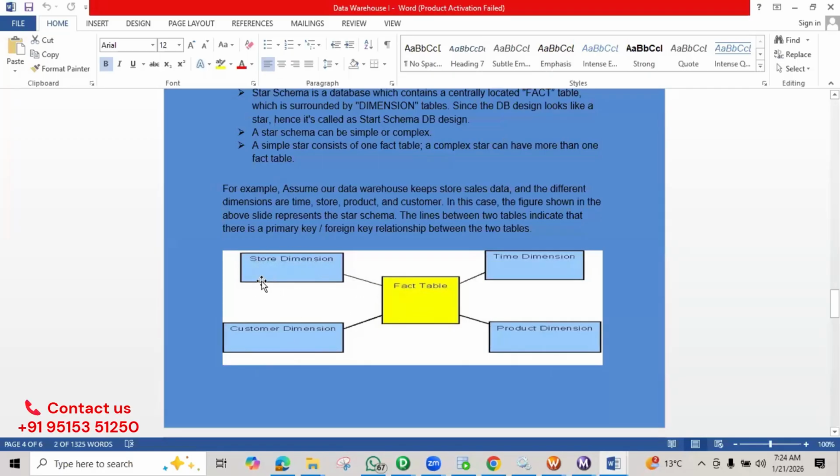Maybe in the store dimension I have a store ID. So in the fact table I will have one column called store ID. In the customer table I have customer ID. In the fact table it is mandatory that one column will be customer ID. Okay, time ID, and from the product dimension table, again in the fact table we will have product ID. So it is mandatory that one column will be there. Based on that only, it will be related. If there is no common column, then the arrow line will not be there.